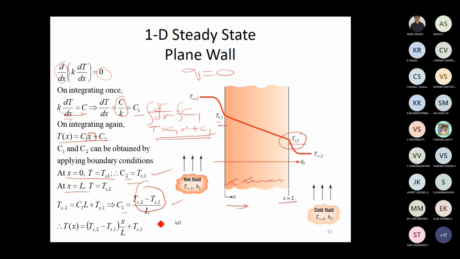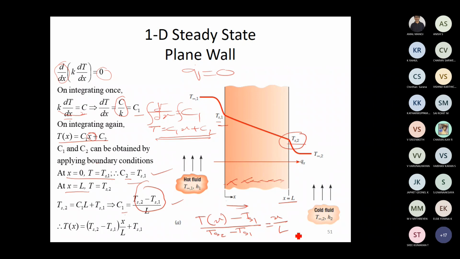Now, sometimes in textbooks, this equation will also be written as T of x minus Ts1 by Ts2 minus Ts1 is equal to x by L.